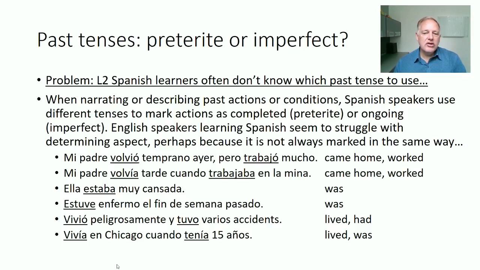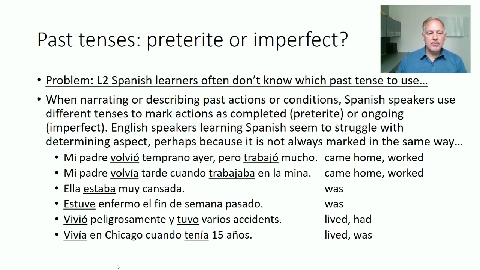So English speakers learning Spanish seem to struggle with determining aspect, maybe because it's not always marked in the same way. And here are just some examples, right? Where you can see the Spanish verb declensions or the verb tenses, endings are different, right? Clearly marking aspect. Whereas in English, the same form is used. Mi padre volvió temprano ayer, pero trabajó mucho, versus mi padre volvía tarde cuando trabajaba en la mina.